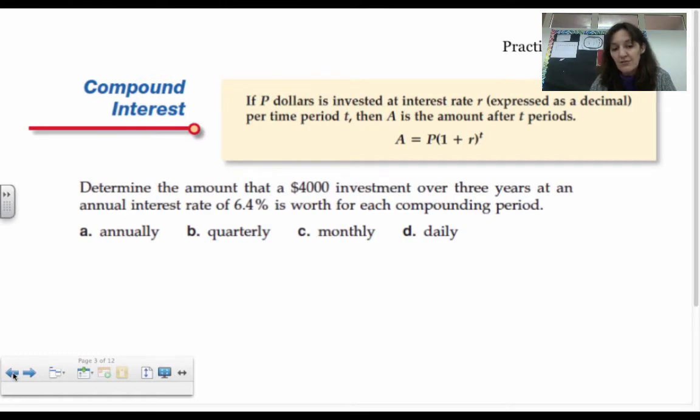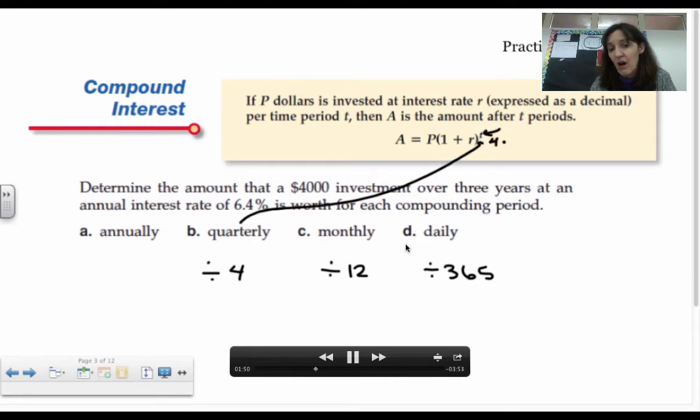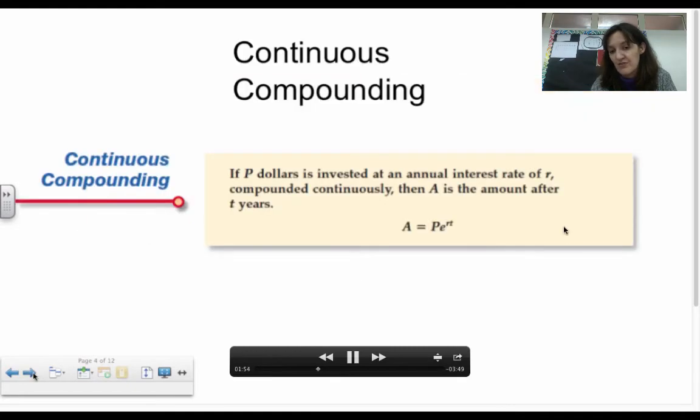I want you to notice this practice problem, that when we talk about an annual rate, if it's an annual interest rate of 6.4%, we don't have to divide the rate by anything. If it's quarterly, that's 4 times a year, we divide by 4, monthly we divide by 12, and daily we divide by 365. Now this is for 3 years, so every year we have to multiply by how often we're doing it. For example, if we're doing it quarterly, we have to multiply 4 times 3.